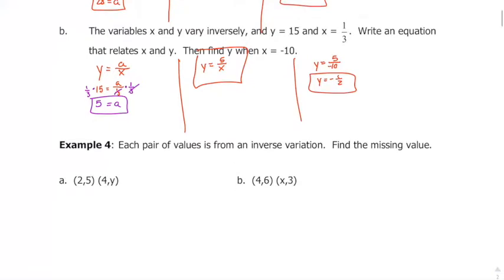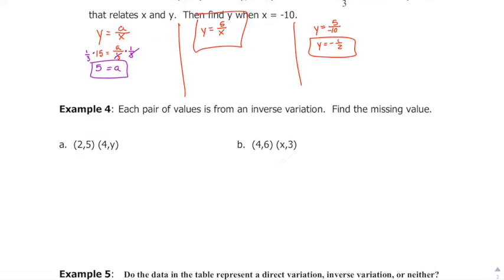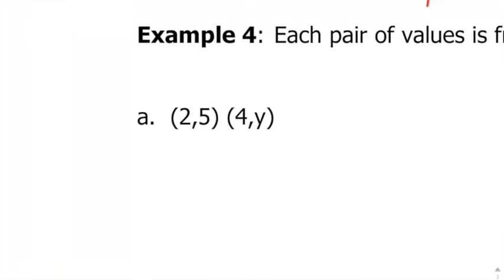Okay, next one. This one's a little different. Each pair of values is from an inverse variation equation. Find the missing value. What I would do is essentially the same exact thing as the last question. We don't know what's going on when you've got 4 comma y, so forget about that for just a second, and let's do the same thing like we did earlier. Let's use this first point. If the x is 2, the y is 5. Let's plug that in.